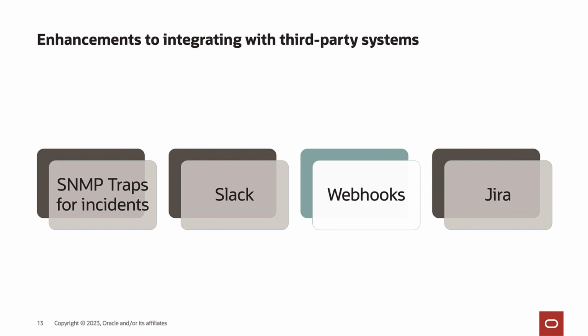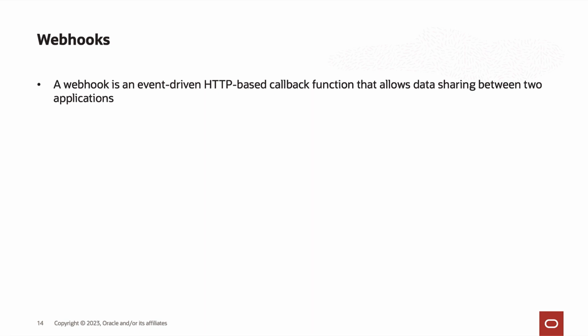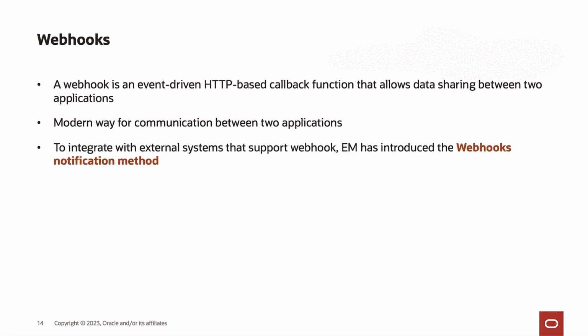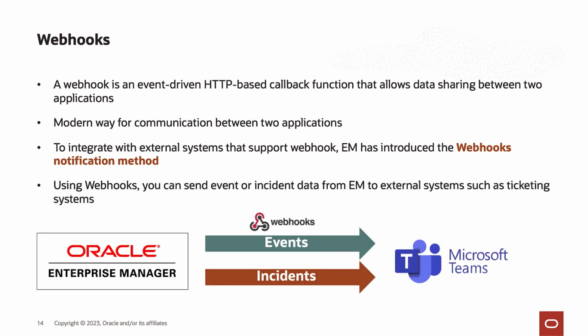Next, we will cover integrating with webhooks. A webhook is an event-driven HTTP-based callback function that allows data sharing between two applications. This is a modern way to communicate between two applications. To integrate with external systems that support webhook, EM has introduced the webhooks notification method. Using webhooks, you can send event or incident data from EM to any third-party systems that support receiving information through webhooks, such as Microsoft Teams. Let's take a look at how you can use Enterprise Manager to add a webhooks notification method to share events.